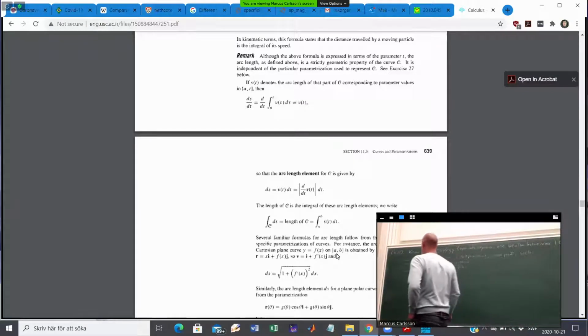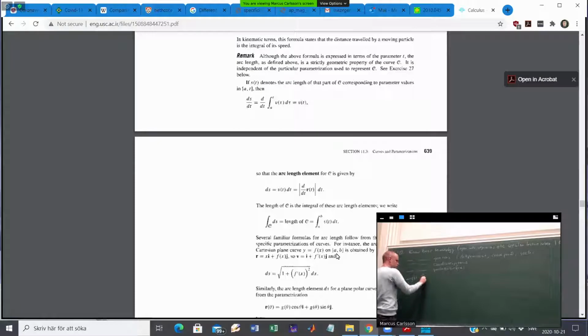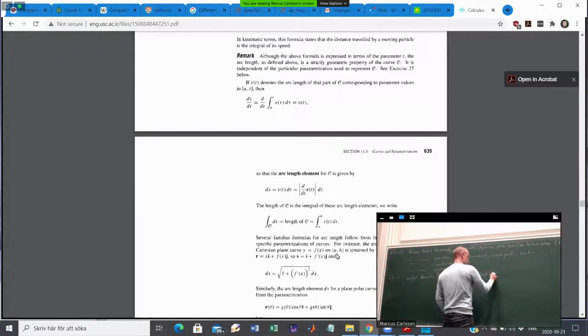Chapter 11, length formula: the integral from a to b of the modulus of r prime, so this as a vector, t. So that is the length formula. And then we have arc length parameterization.